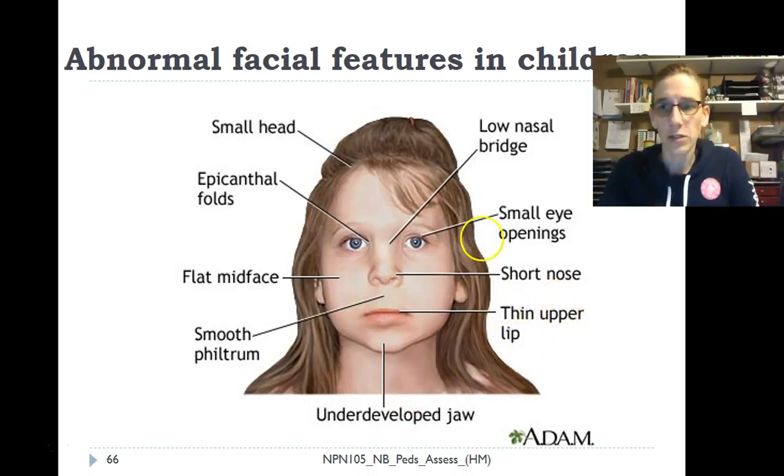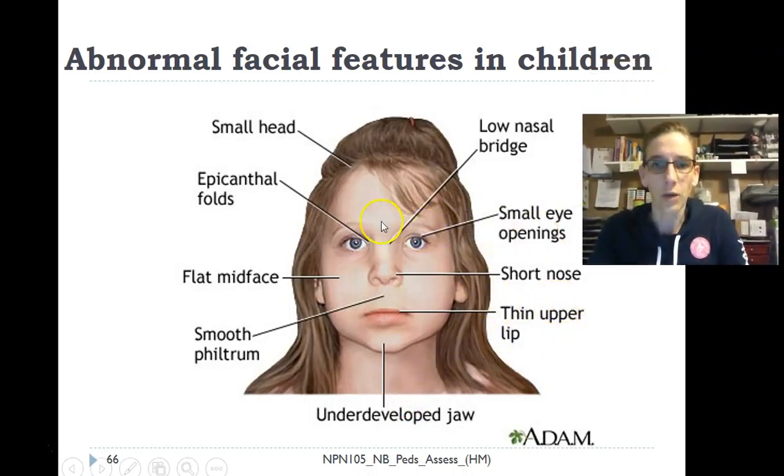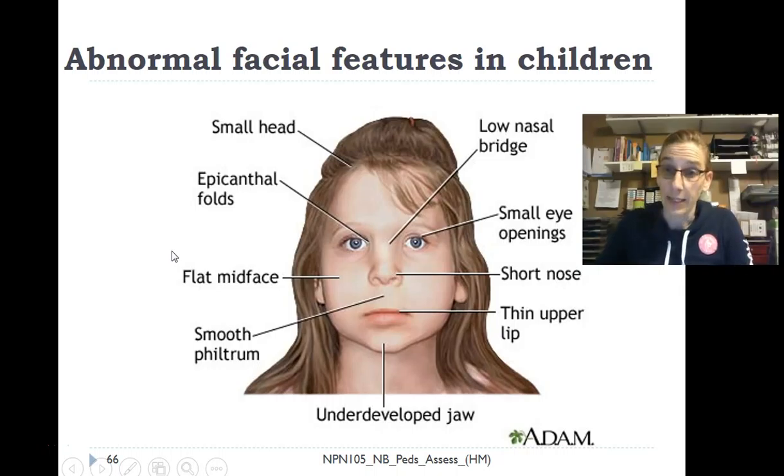All right, abnormal facial features in children. So a low nasal bridge, having a very small head, epicanthal fold. See this little fold right here? Short nose, a smooth philtrum, so they don't have that little divot right there. Underdeveloped jaw, the real thin lip. These are all abnormal facial features and can indicate some type of abnormality.